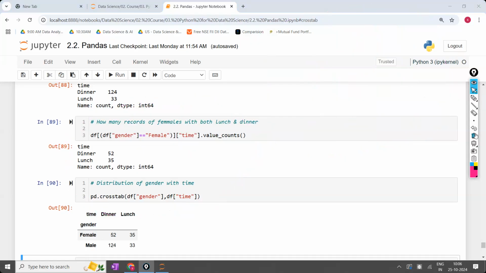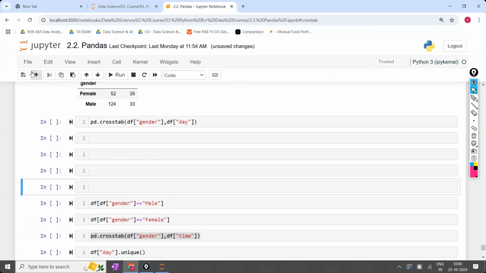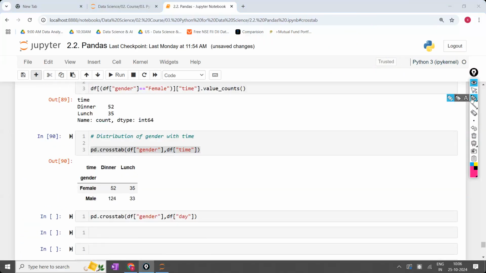Now tell me, in a similar way, if I apply the crosstab between gender versus day, instead of this one, if I write here day, now tell me what columns I'm going to get? What are the rows I'll get? In the rows, gender, what are the unique values of gender? Female and male. Now what are the days in this data set? In alphabetical order: Thursday, Friday, Sunday, Saturday.